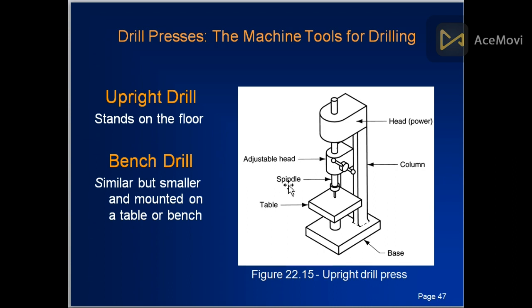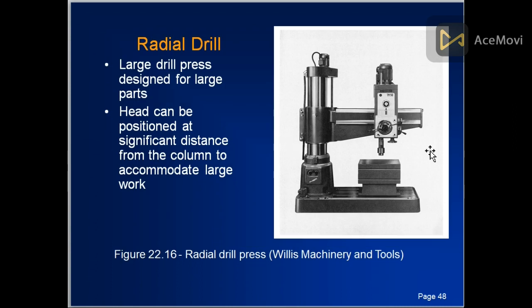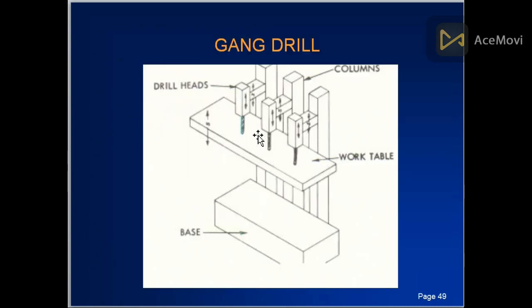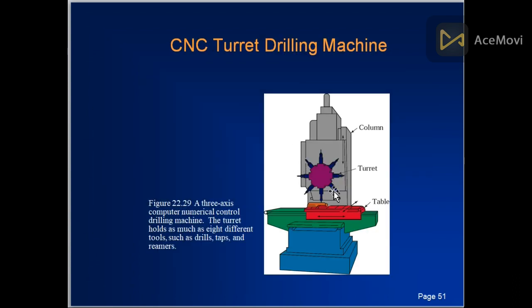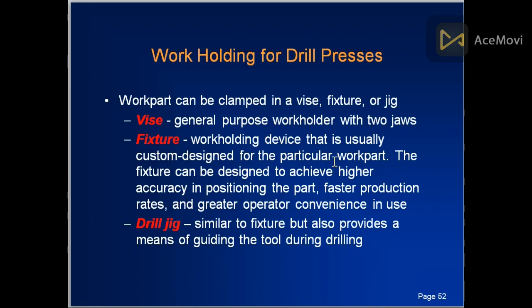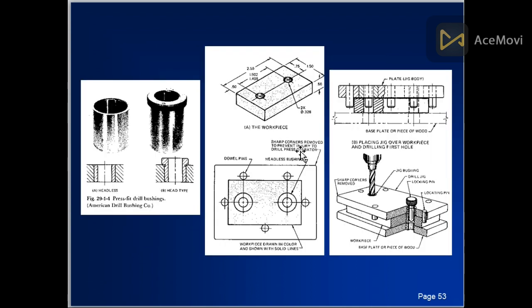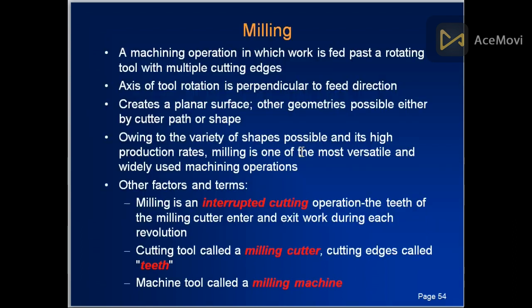Drill press is similar to the milling machine. It is the machine tool for drilling. Upright drill stands on the floor. Bench drill is on the bench. It is smaller. This is a radial drill. This is a gang drill, in which multiple drill bits are working at the same time with multiple spindles, and the CNC turret drilling machine, in which many drill bits are working at the same time. Work holding can be done with a vise. This is simply a work holder, fixtures, and some drill jigs. These are not too important.